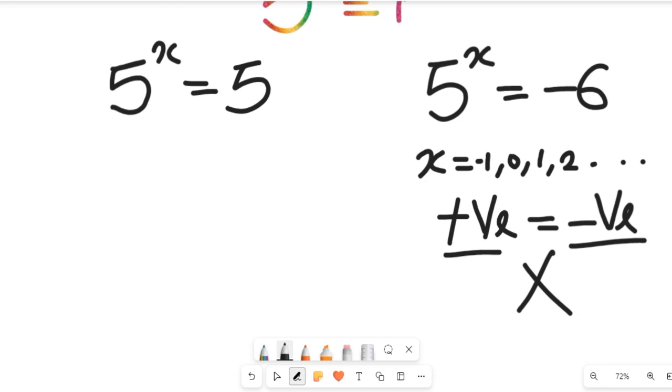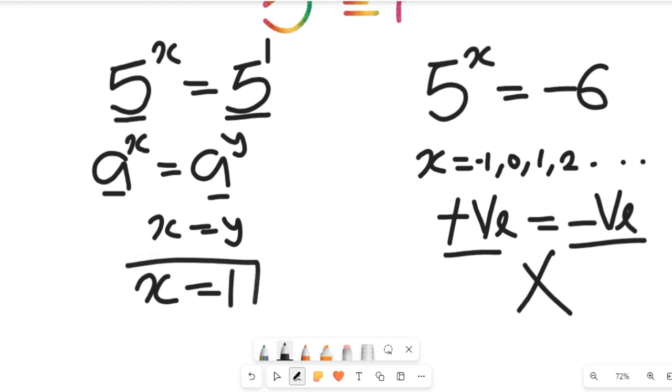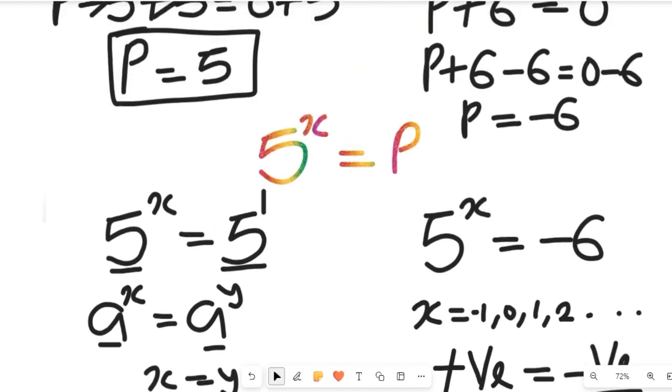We have 5 to the power of x equal to 5, and this can be equal to 5 to the power of 1. So if we have a to the power of x equal to a to the power of y, since we have the same base, x will be equal to y. This is the law of indices. So since we have the same base, we're going to have x equal to 1. So the only real solution to that exponential equation is x equal to 1.